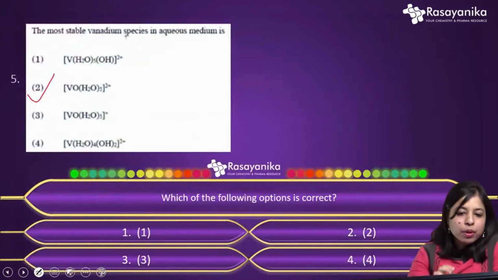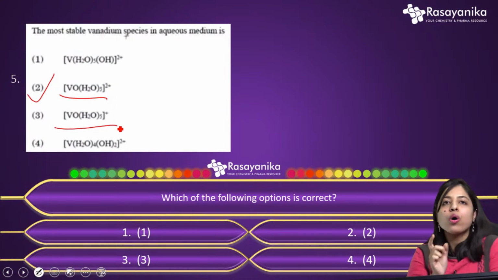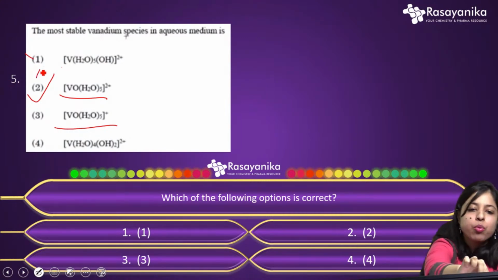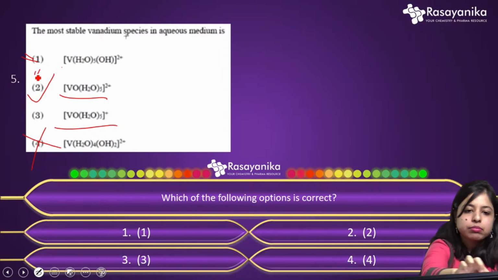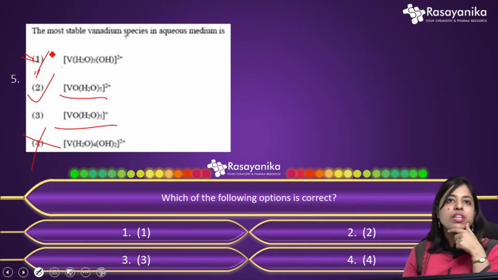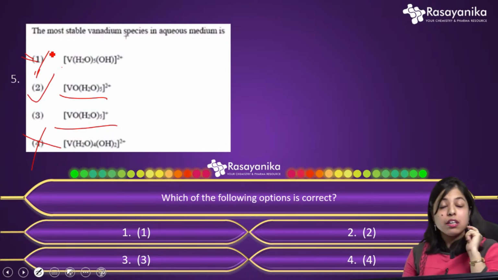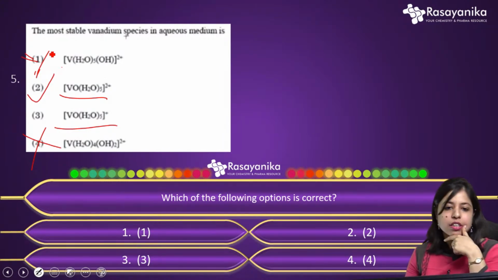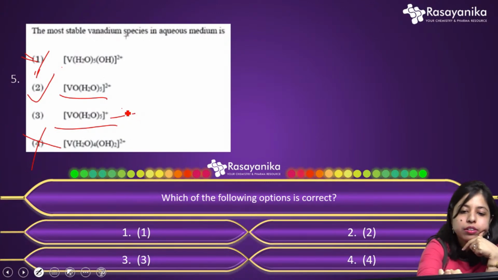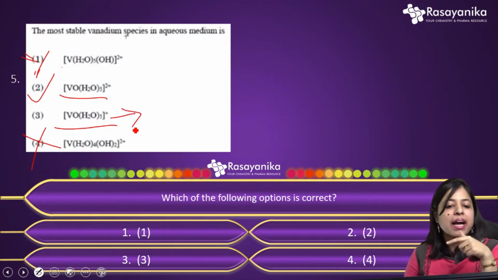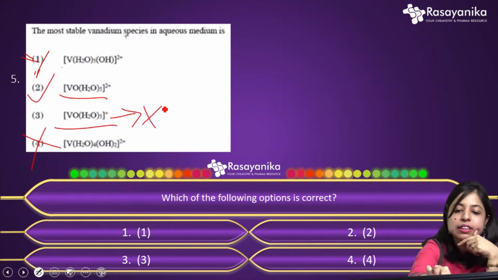So just look at our molecules. Only option 2 and option 3 have the oxovanadium complex. All other options are not oxovanadium complexes. So we can easily eliminate option 1 and option 4. Now which is the correct option between 2 and 3? Now we need to consider the oxidation state. See, here in option 3, oxygen is -2, water's oxidation state is 0, and there is a +1 charge. So we get the vanadium oxidation state as +3 here.